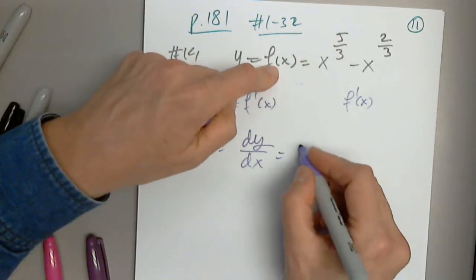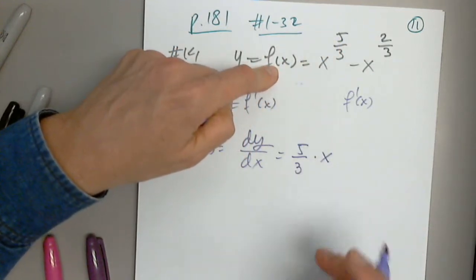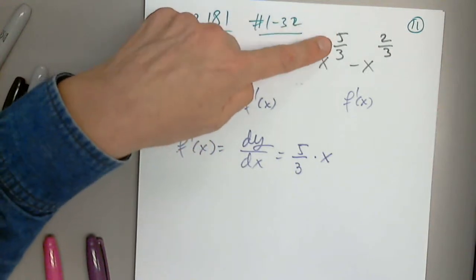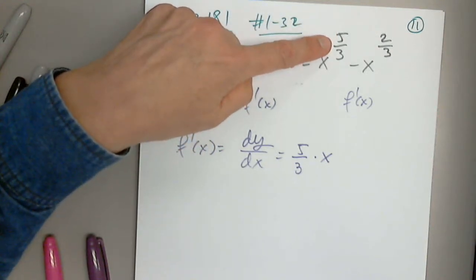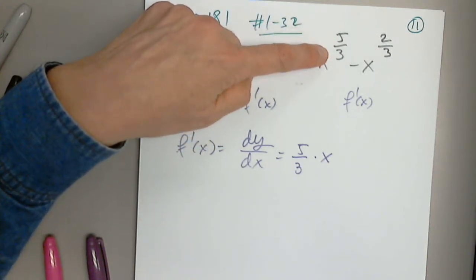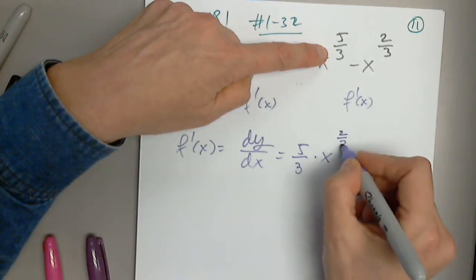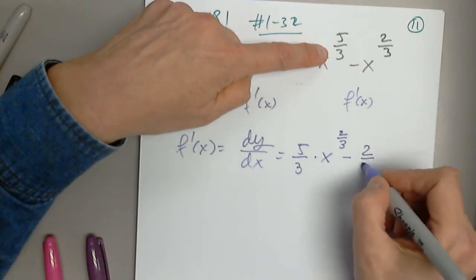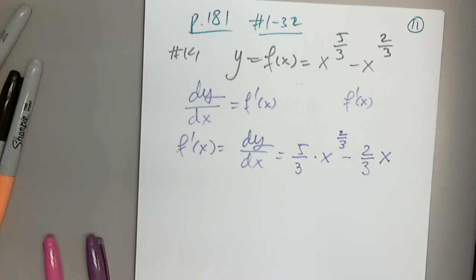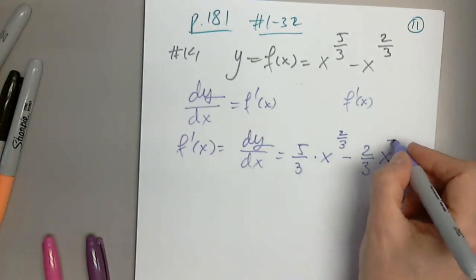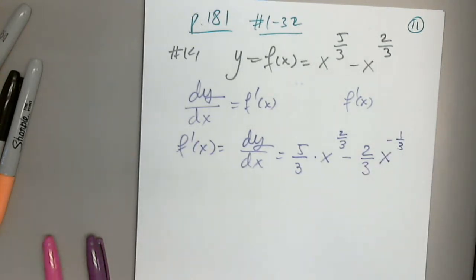I bring down the power and multiply by x, subtracting 1 from the power. 5/3 minus 3/3, it's 2/3. Minus, I bring down 2/3, and I subtract 1 from 2/3, and I have negative 1/3. For this particular problem, you're not asked to further simplify this. In other situations later, we would have to.